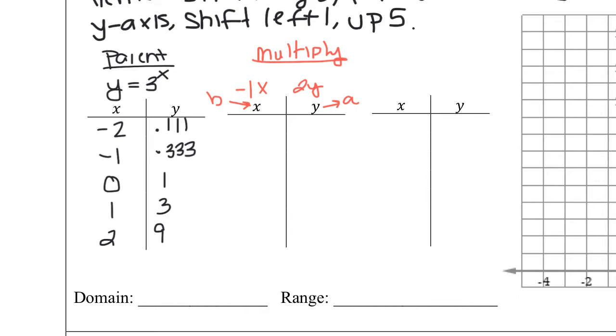So on the X's, -2 times -1 makes a +2. -1 times -1 makes +1. 0 times -1 makes 0. 1 times -1 makes -1. And 2 times -1 makes -2.